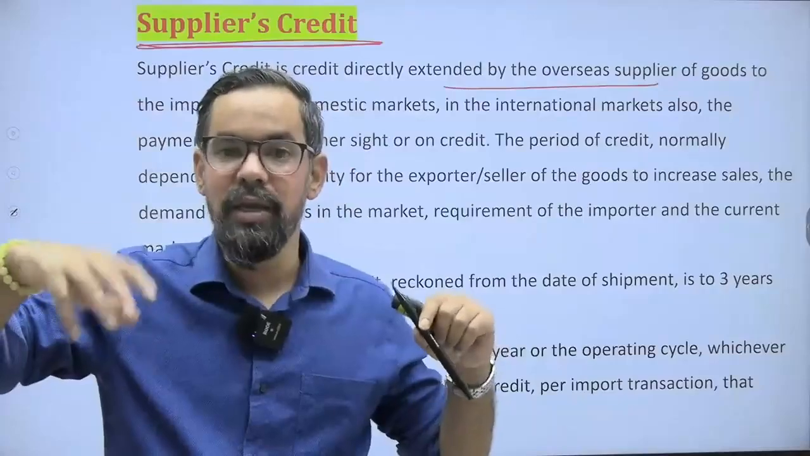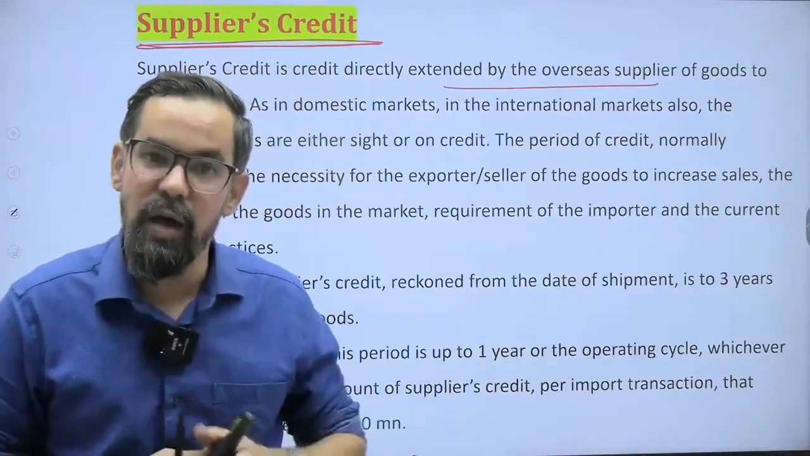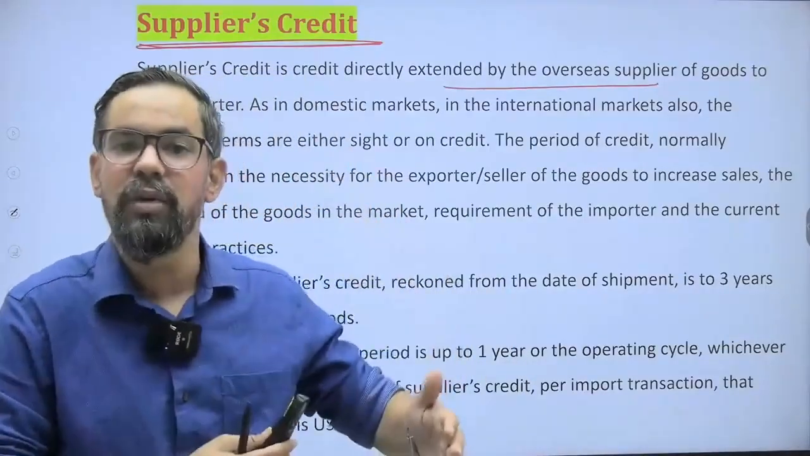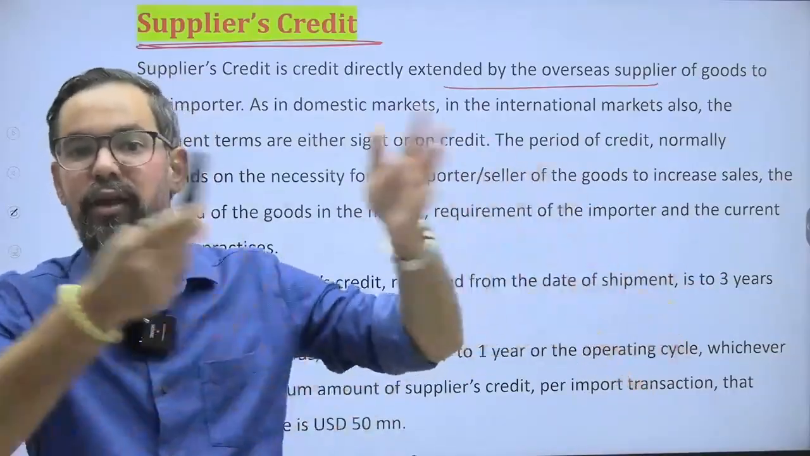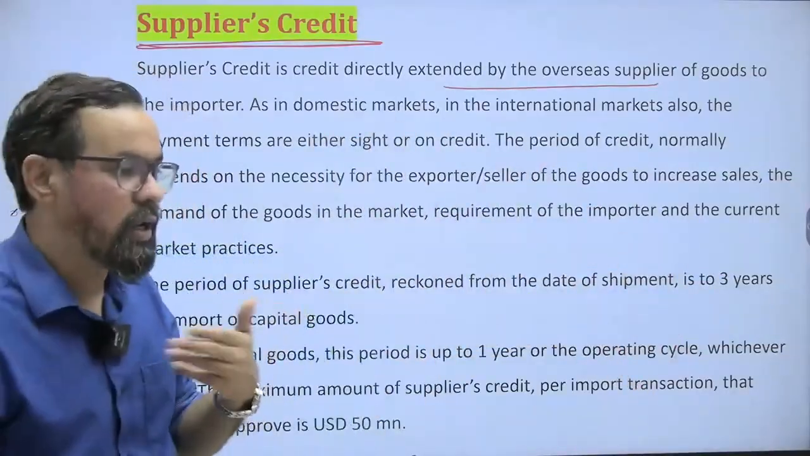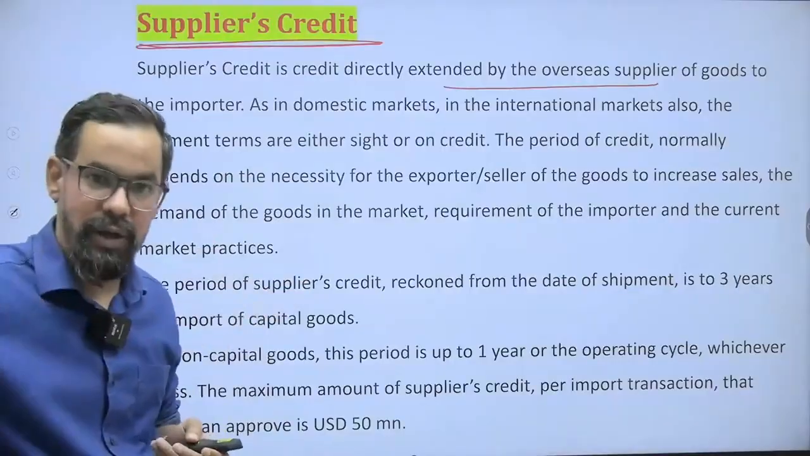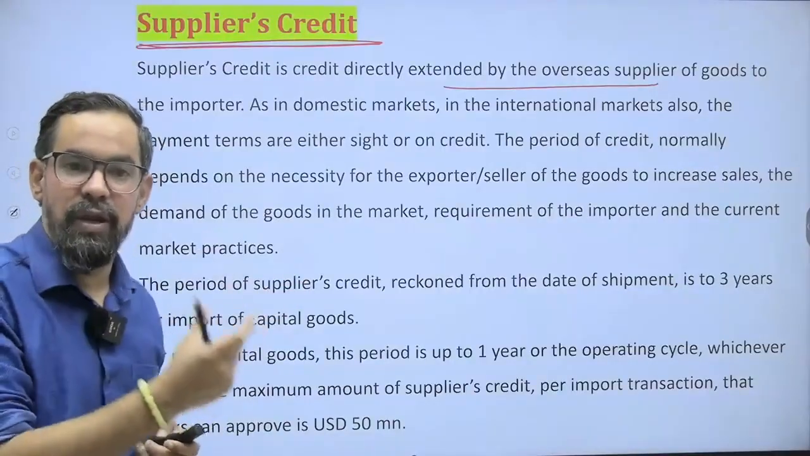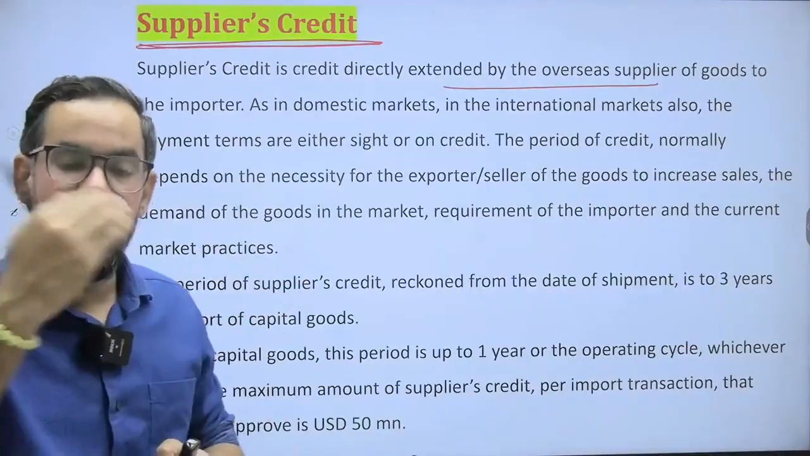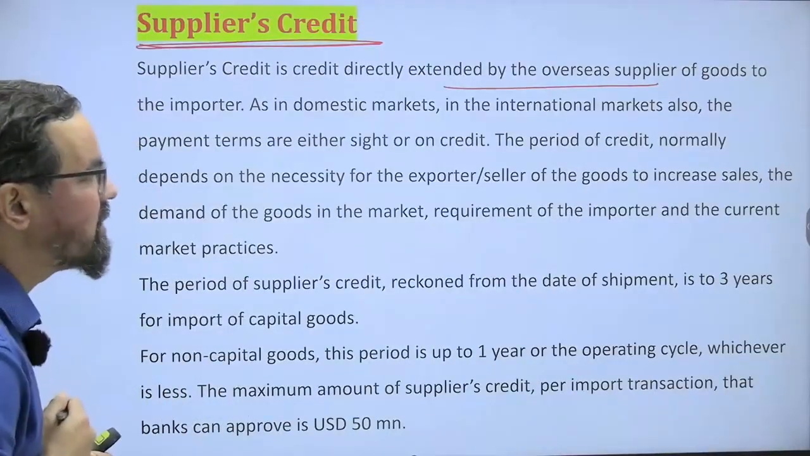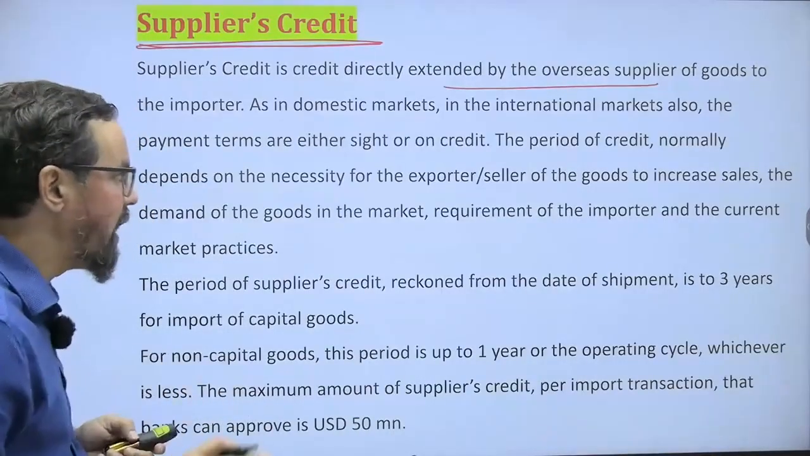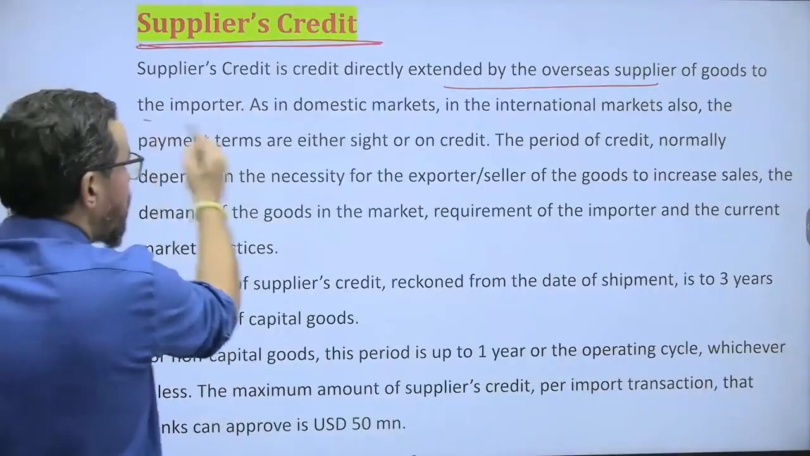You are telling me that we will provide you the finance amount, you will get the money to sell that particular product. Once you are done with that sale, then you can refund us the money. Okay? Eventually, we are expanding our business in India, and for a time period we are selling our product on credit, then we are getting back money, right? So supplier credit is directly extended by the overseas supplier of goods to the importer.